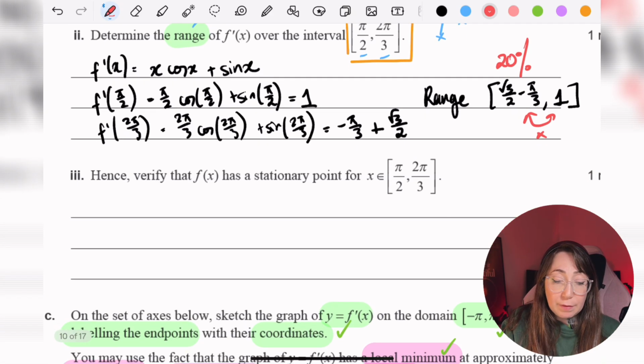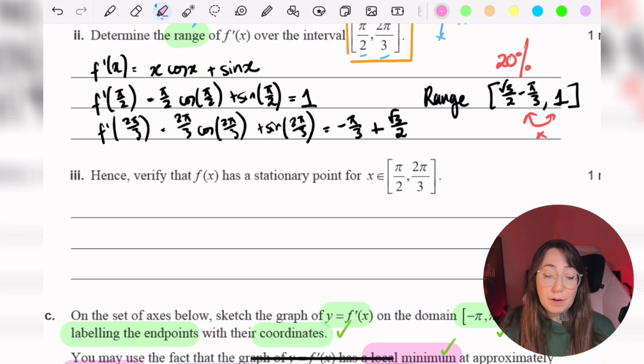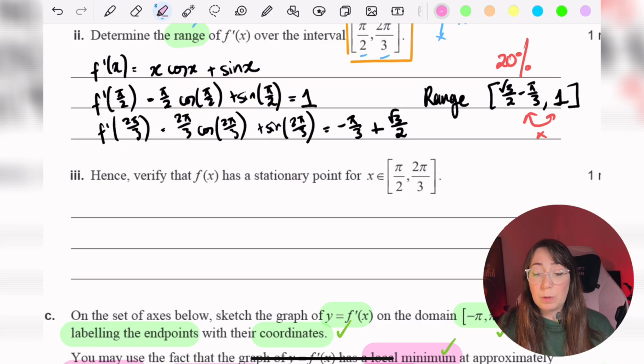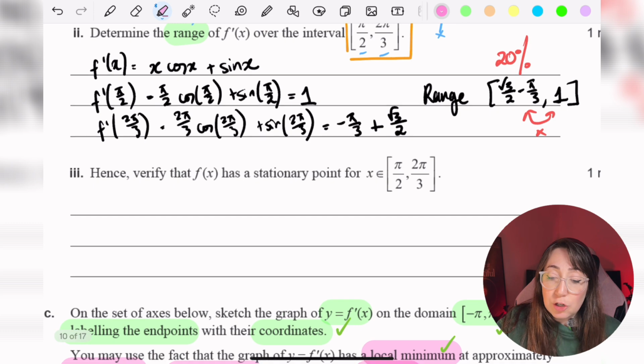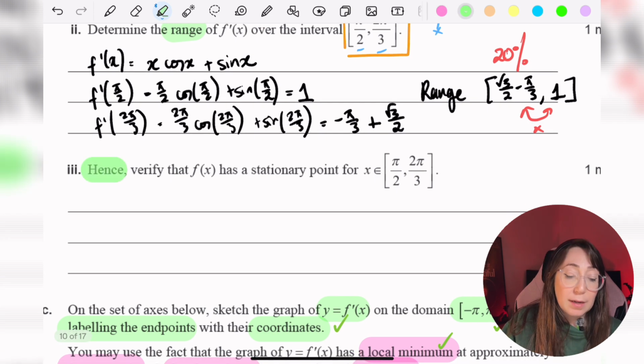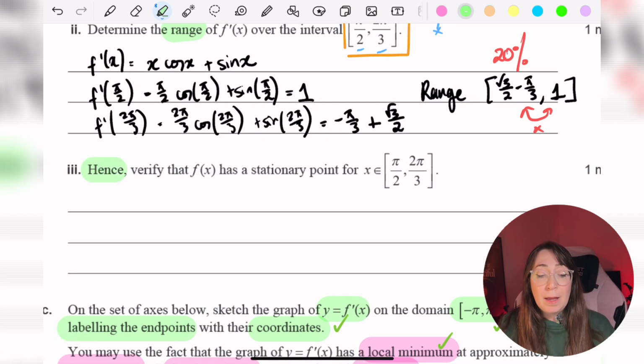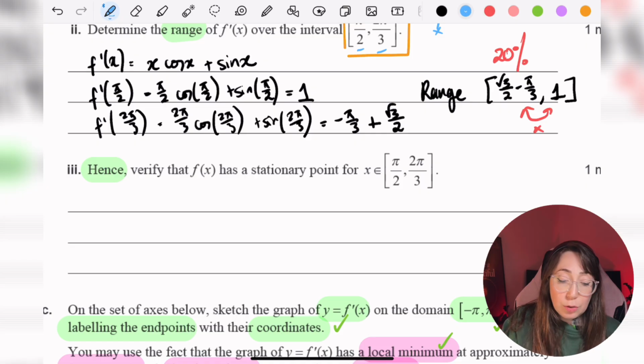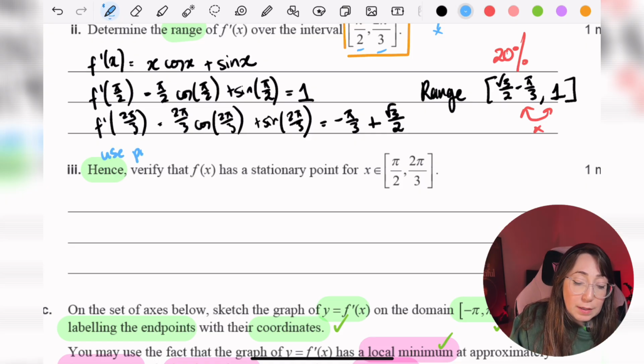Okay, final part for this question here. It says, hence verify that f of x has a stationary point between pi on 2 and 2 pi on 3. I just want to point out the most important part of this question, which is hence. Now, hence means you must use the previous part.